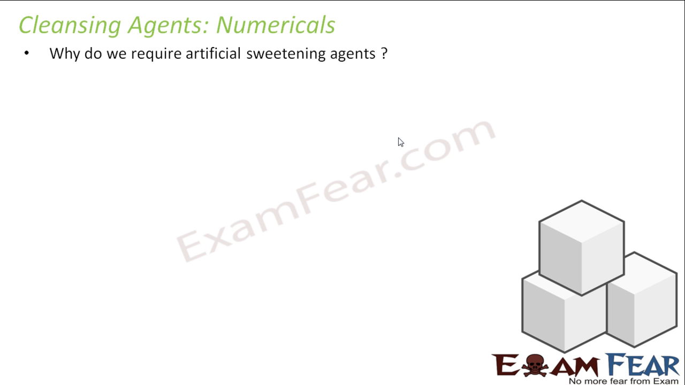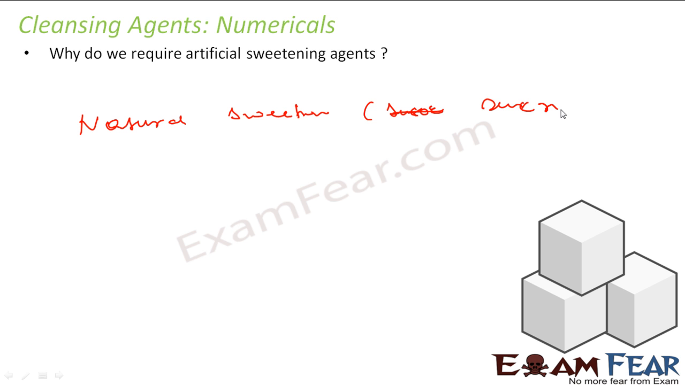The next is, why do we need an artificial sweetening agent? See, we have discussed the natural sweetening agent, for example sucrose, which has one problem: it adds calories. So for a diabetic patient, this is not good. Also for fat people, this is not good. So these artificial sweetening agents are sweet, but they don't add calories.